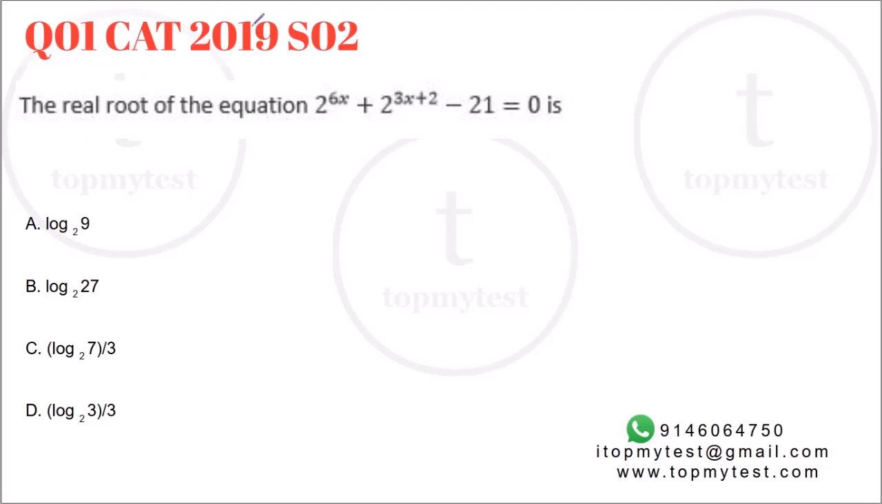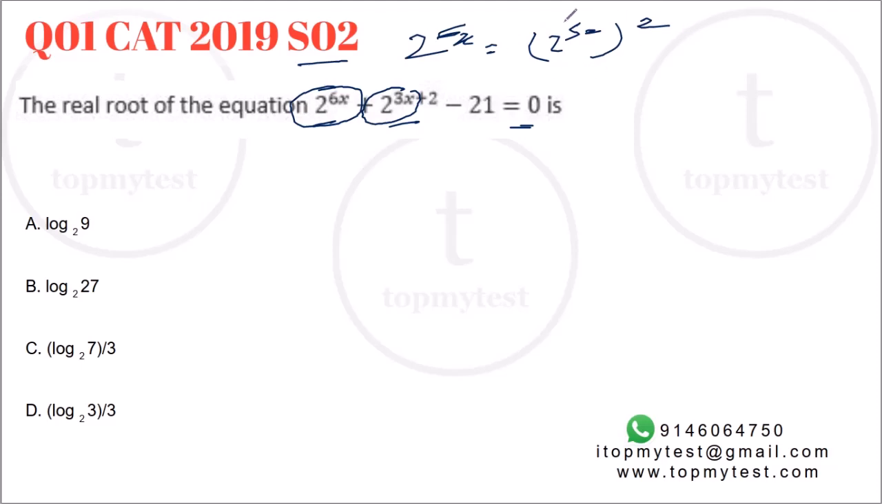The first one is from CAT 2019, slot 2. The real root of the equation 2 to the power 6x plus 2 to the power 3x plus 2 minus 21 equals 0 is how much? Now, if you observe, this is 2 to the power 3x and this is 2 to the power 6x. Now, 2 to the power 6x can be written as 2 to the power 3x whole square, if you were to use the properties of indices. So, let's put 2 to the power 3x as k.